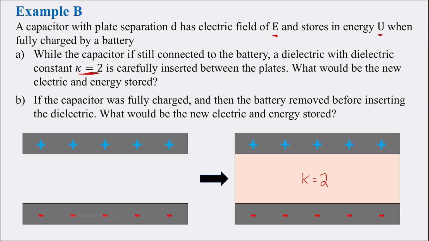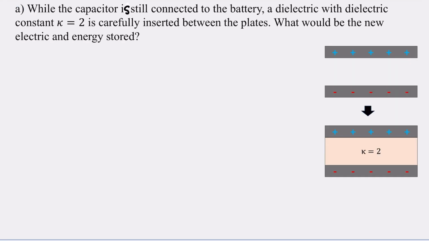Part A, again, is going to look at when this happens when the capacitor is still connected to power. And then in part B, the capacitor is fully charged and then removed from power, and then the dielectric is inserted. So what inserting a dielectric does is it's going to change the space in between the plates of the capacitor. When there's just air or a vacuum there, the permittivity is epsilon sub 0, which is vacuum permittivity. What a dielectric does is it increases that permittivity by a factor of kappa, the dielectric constant.